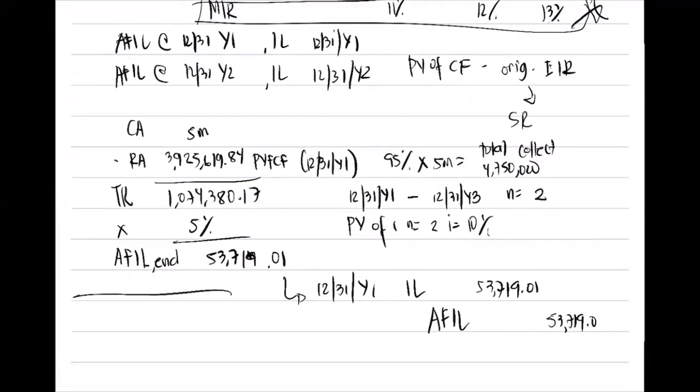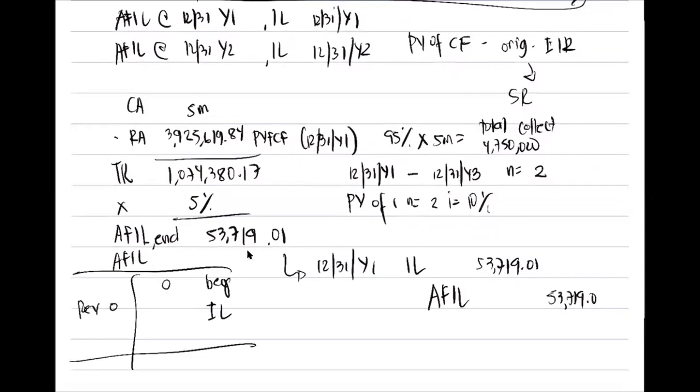Okay, why? Because kahit iti-account pa natin yan, meron ba tayong beginning AFIL? Wala. Meron ba tayong reversal based on the problem? Wala. Meron na ba tayong additional impairment loss? Hindi pa natin alam. Pero dapat daw ang ending natin ay 53,719.01. So kailangan lang natin kunin ito. So how much is our impairment loss then?